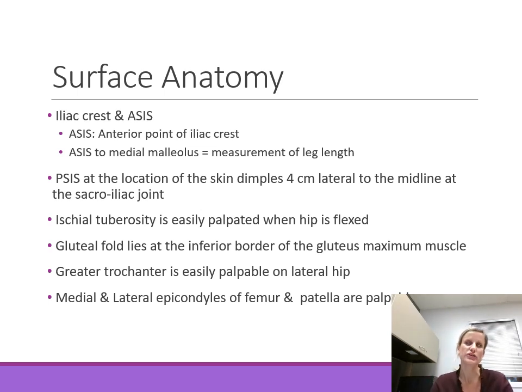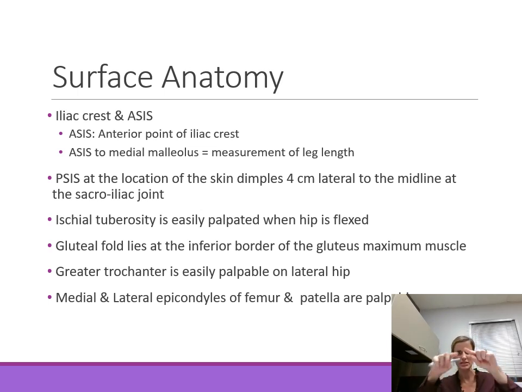The posterior superior iliac spine is not easily palpable, but it's easy to find. The posterior superior iliac spine is just the posterior-most portion of the iliac crest. Again, while we can't palpate it, you can find its location by looking for the little skin dimples that are present on the lower back in the sacral region. The skin dimples are typically about 4 centimeters lateral to the midline at the sacroiliac joint.